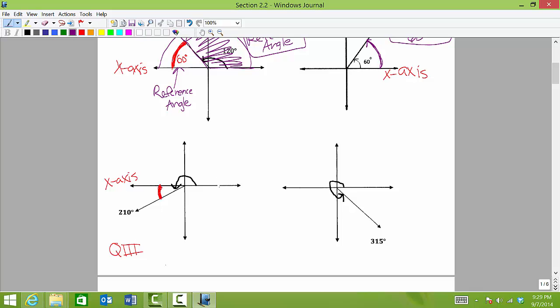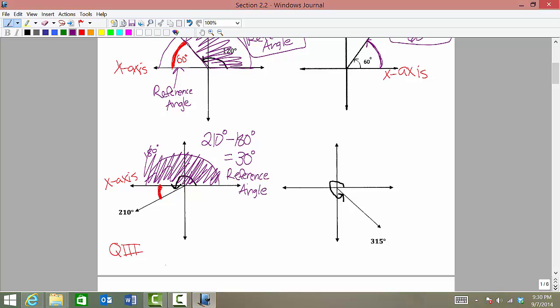Now, if we think about it, if I go all the way from here to here, once again, that's 180 degrees. If I keep going, of course, that would be 210. But what I would like to do is subtract off this portion that I don't want from the angle. So that would be 210 degrees. Take off that portion from 210 that I don't want, that 180 degrees, and we get 30 degrees. And 30 degrees would be my reference angle. And that is the distance from the x-axis to the terminal side.